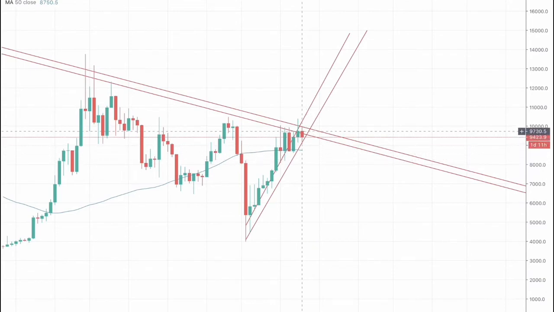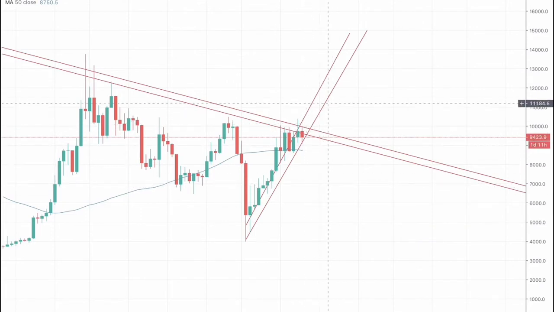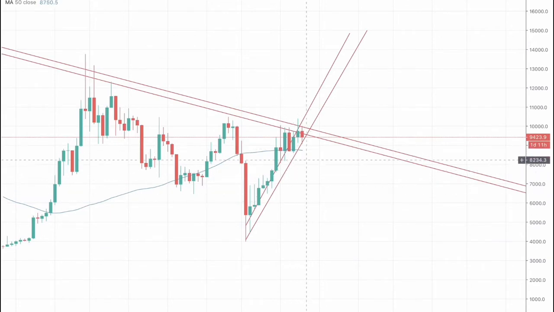Thus, if we see a daily candle closing above this resistance area, a long position can be created for the Bitcoin. However, if we see a break through this trend line, or this support trend line which I have drawn, this will indicate that we can experience a range of 6,000 once more for the Bitcoin.